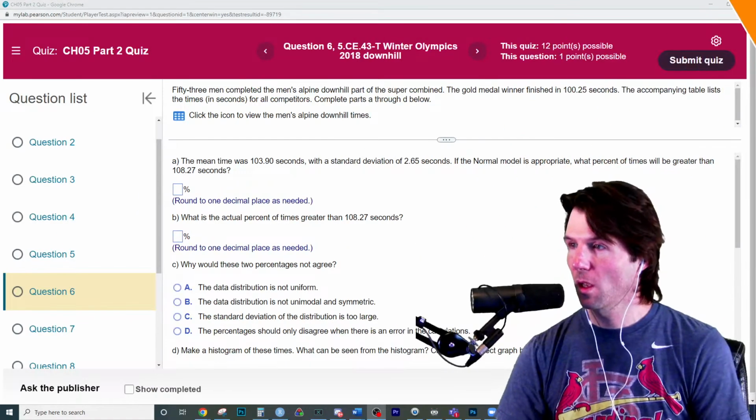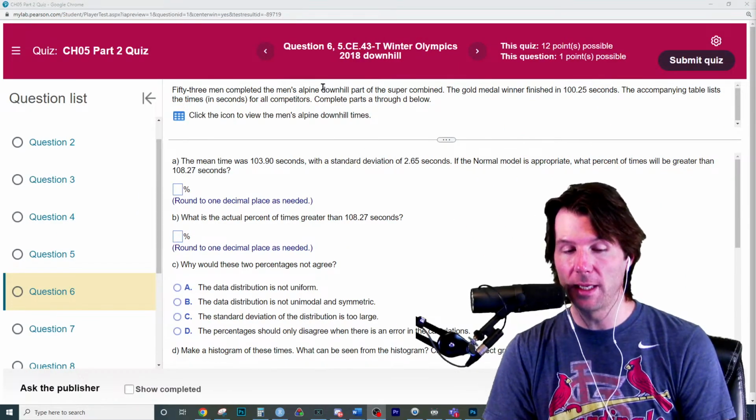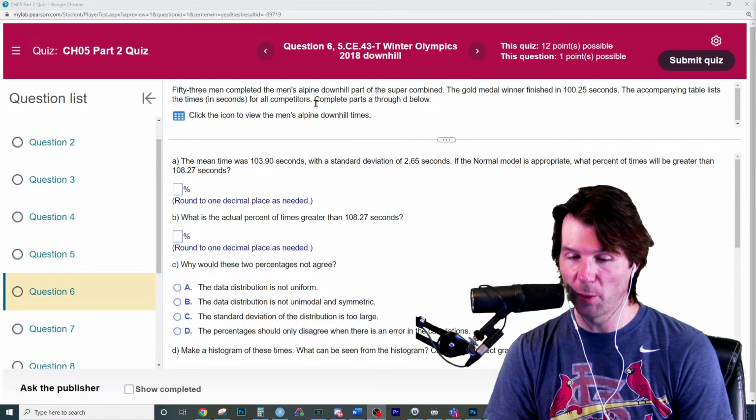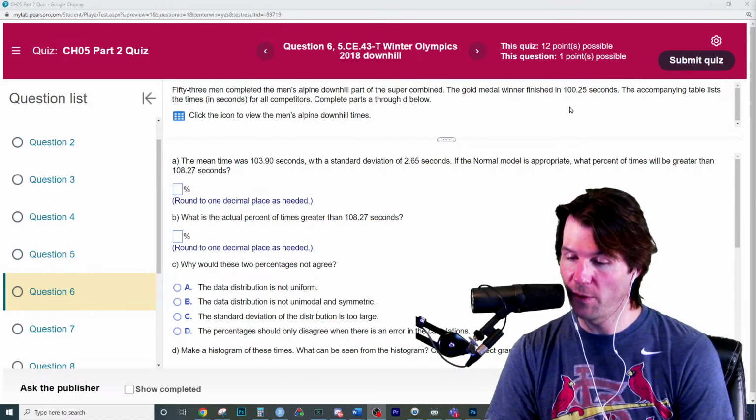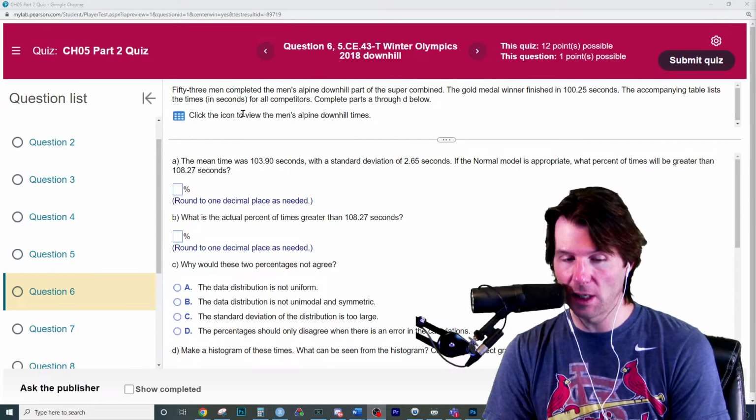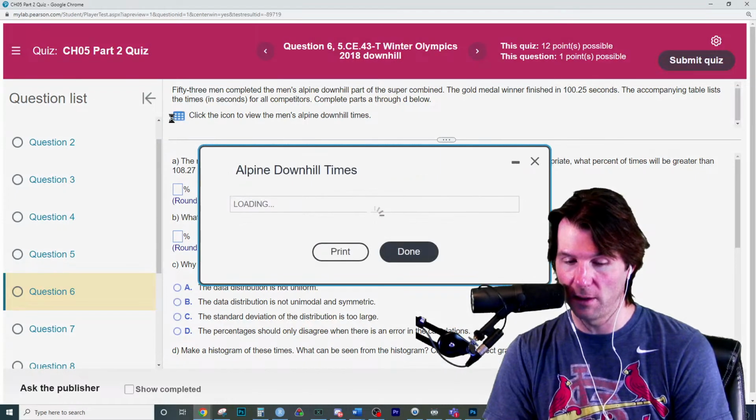Let's take the timestamp. 46. Here we go. Let's do it. Okay, we got 53 men completed the men's alpine downhill part of the super combined. The gold medal winner finished in 100.25 seconds. The accompanying tables list the times in seconds for all competitors. Let's take a look.